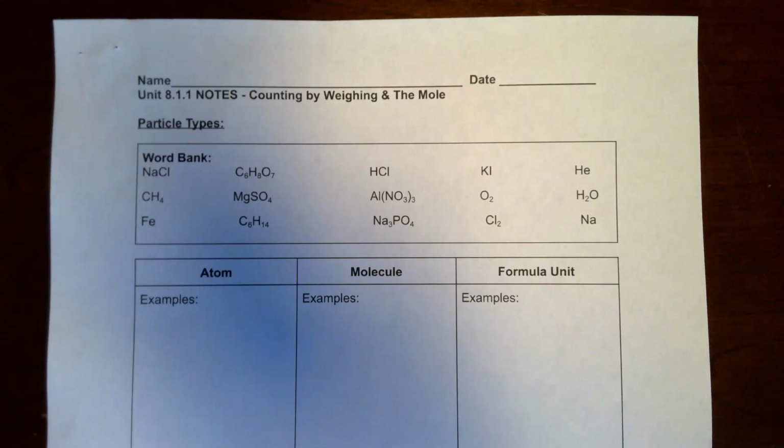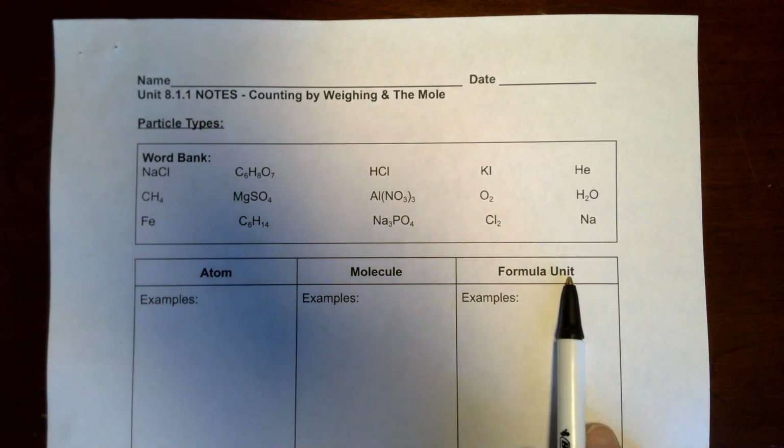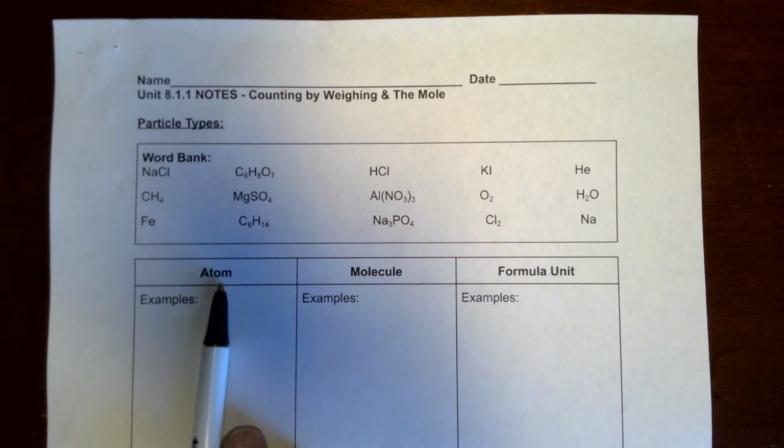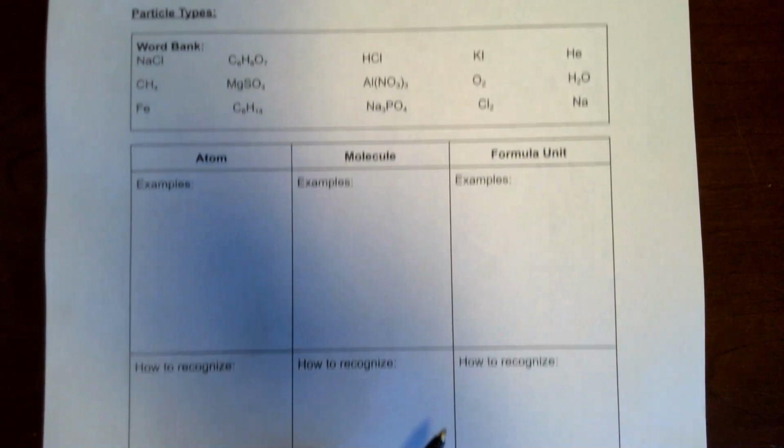In this video lesson, where we begin to learn about the concept of the mole, we're going to start by talking about particle types and the vocabulary, the terms that we use for the different kinds of particles. The three kinds of particles we're going to be referring to are atoms, molecules, or formula units. So let's start by talking about how you recognize the particles that are just atoms.